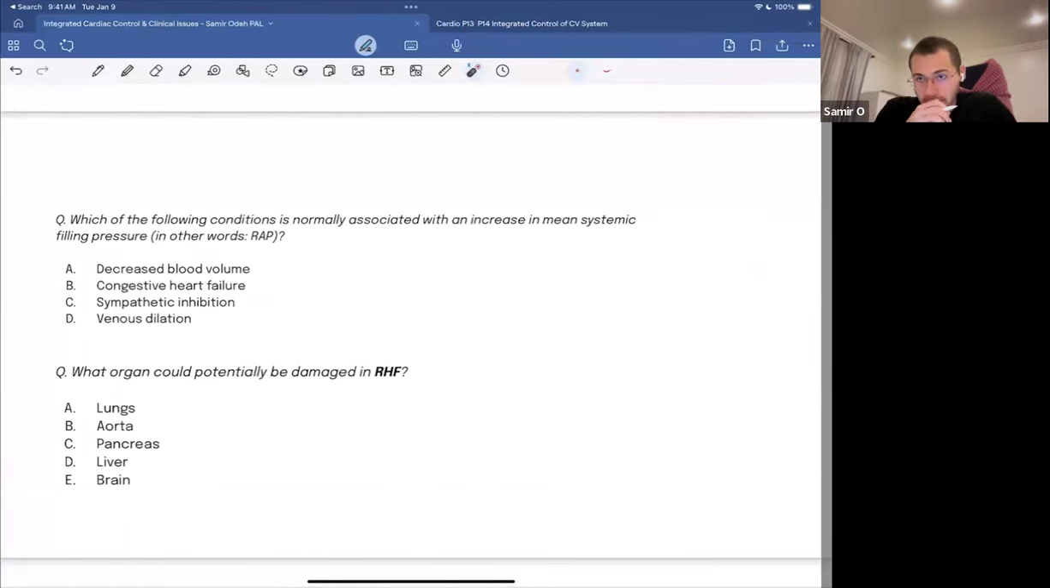So this kind of sounds hard, but what is mean systemic filling pressure? Mean systemic filling pressure just means your right atrial pressure. So this means that your right atrium, so your venous return is increased. So your right atrium has a lot more pressure needed to actually have the blood flow to it.